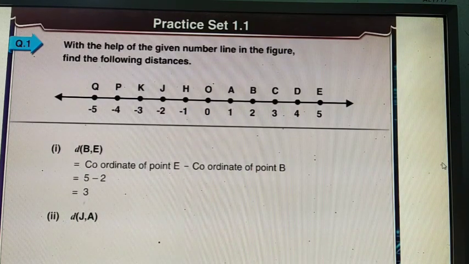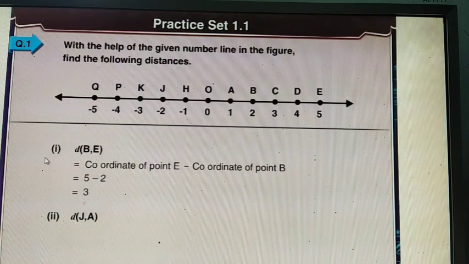Now let's solve practice set 1.1. Question number 1. With the help of the given number line in the figure, find the following distance. You can see the number line here. You can see points A, B, C, D, E have all positive numbers, that is 1, 2, 3, 4 and 5. And on the left side, Q, P, K, J, H have all negative integers, and O is 0. O coordinate is 0.